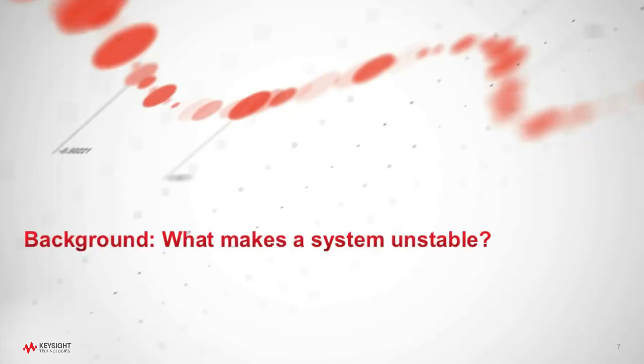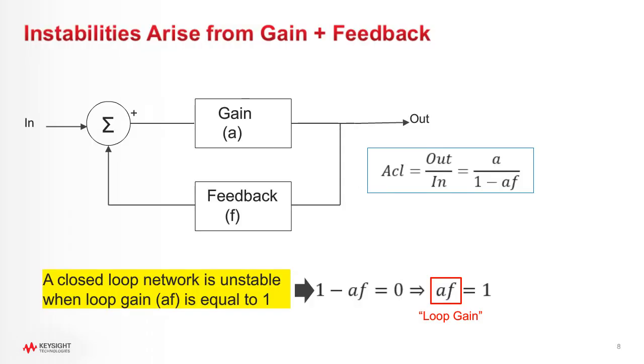Cool. Okay, let's talk a little bit about what makes a system unstable. You can crack open your old college circuits textbook. Mine is Sedra and Smith, by the way, and I think I can find the page in Sedra and Smith. I've got it bookmarked now, where stability and instabilities really arise from these gain feedback systems. This is the most basic view of instability.